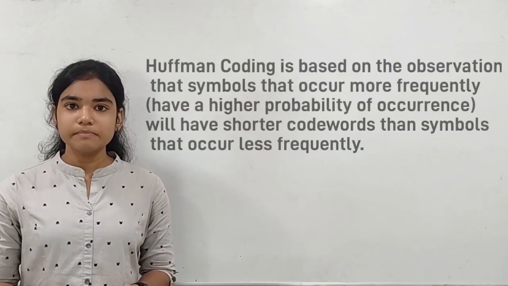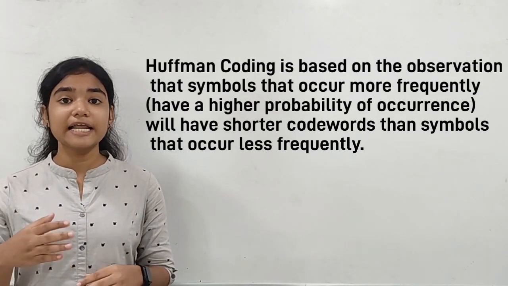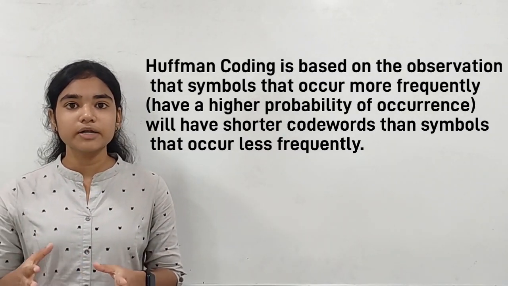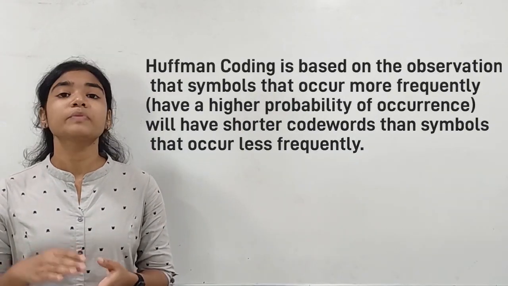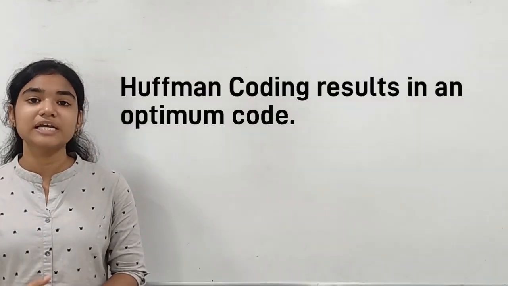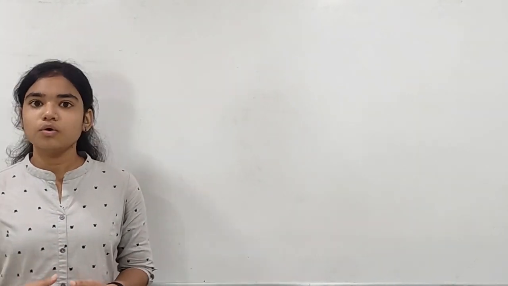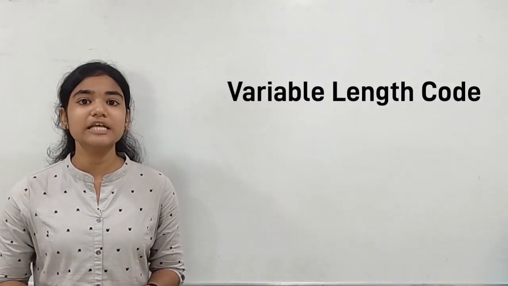Now the basic fundamental of this code is that the symbols which occur more frequently and have higher probability of occurrence will have shorter code words as compared to the symbols which have less probability. That is the reason why Huffman coding results in an optimum code. Its efficiency is high. Also, Huffman coding is a variable length code. It's a prefix code. The meaning of all these terms will be more evident to you after taking an example. So, before we actually begin the explanation of these terms, let's have a look at an example.